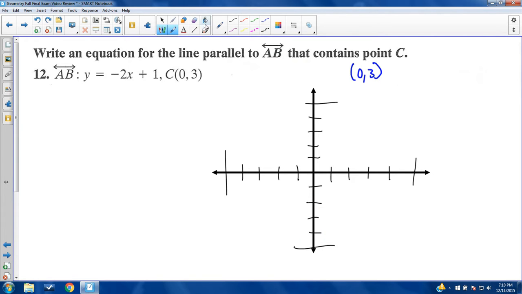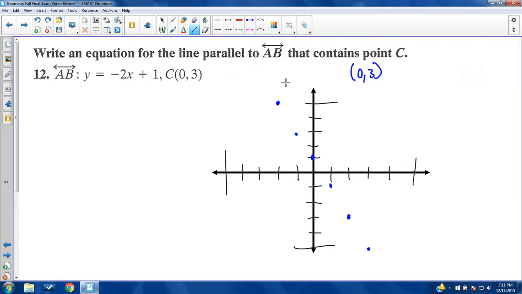Now, do I need a graph for this? No, I do not. But I do want you to confirm that your answer is what it is. Here's y equals negative 2x plus 1. I start at 1, I go down 2 over 1, over and over. And this line won't look perfect because this is not drawn to scale. So here's the original line, here's line AB.